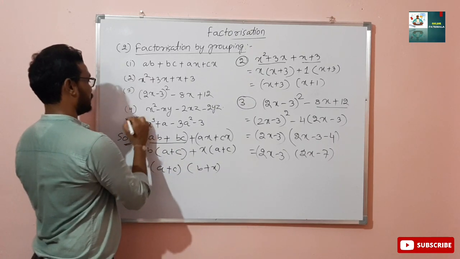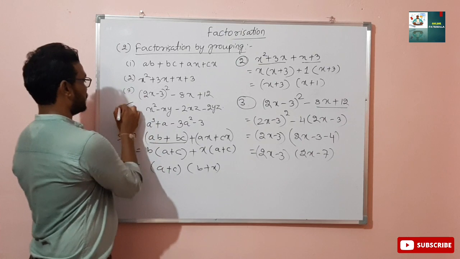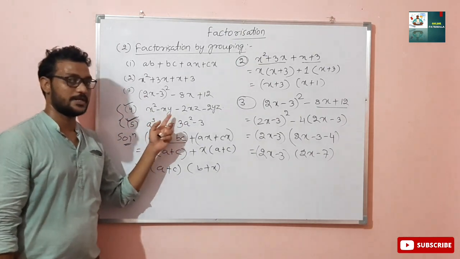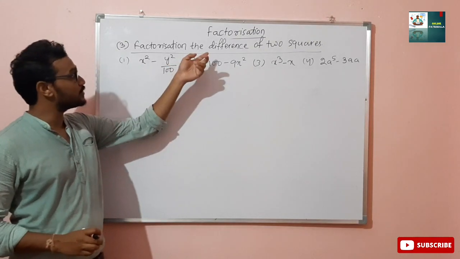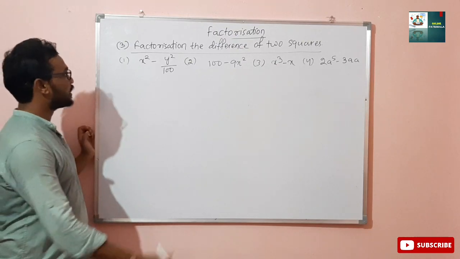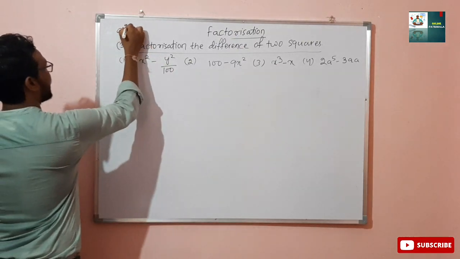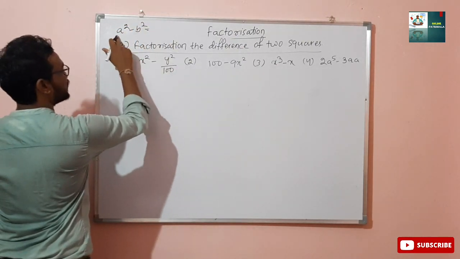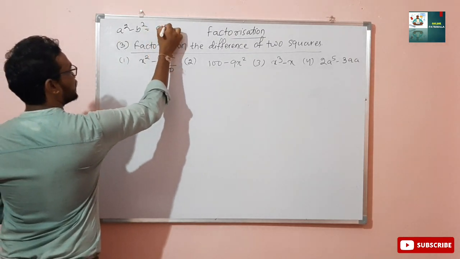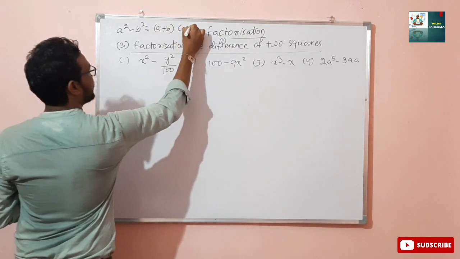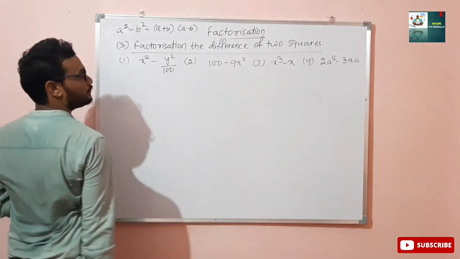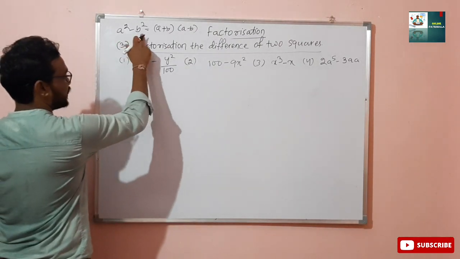And this one is also there. These two are homework. You will do these two by yourself, right? The third one is factorization, the difference of two squares. It is a very easy formula that we are going to use: a² - b². Whenever a question is given in this form, a² - b², you will factorize it as (a + b)(a - b). Factorization, the difference of two squares, that is a² - b².